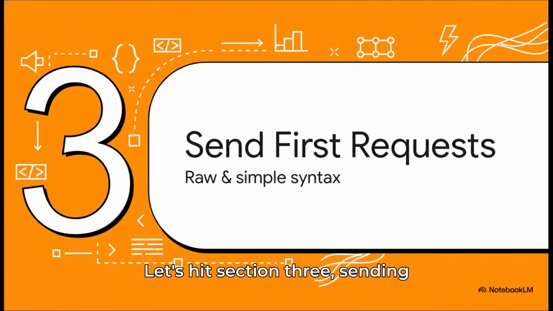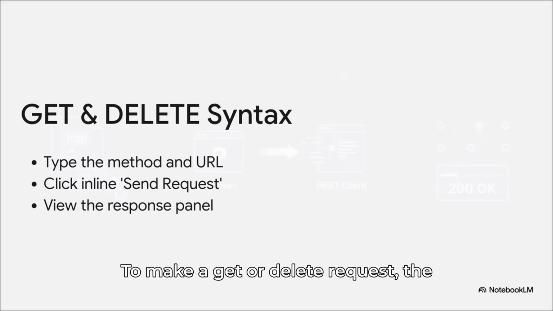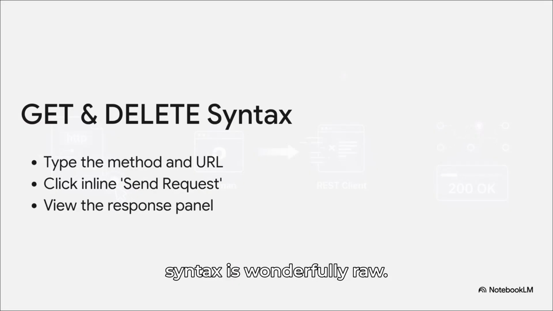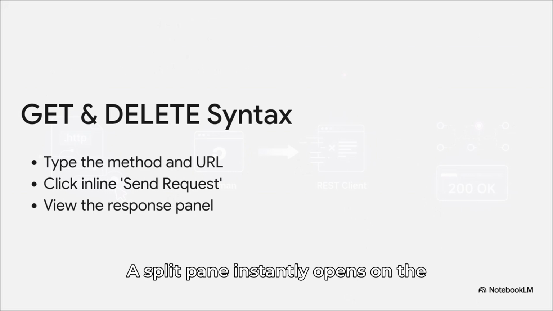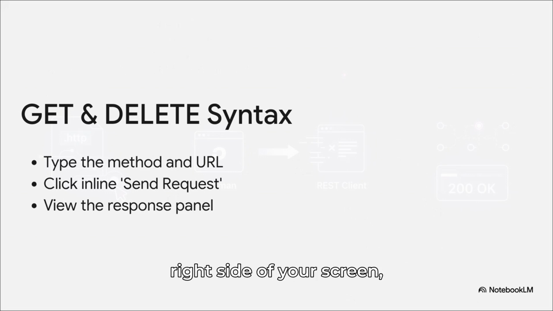Let's hit Section 3, sending your first requests. To make a GET or DELETE request, the syntax is wonderfully raw. You just type the method followed by the URL. So something like GET httpbin.org/get. As soon as you type that into your .http file, this little link magically appears right above your text that says Send Request. You click that inline button and boom, a split pane instantly opens on the right side of your screen showing the full server response, headers and all.